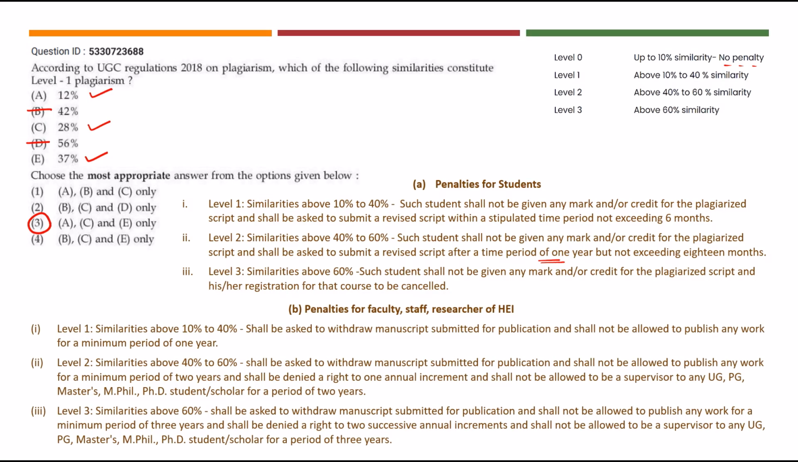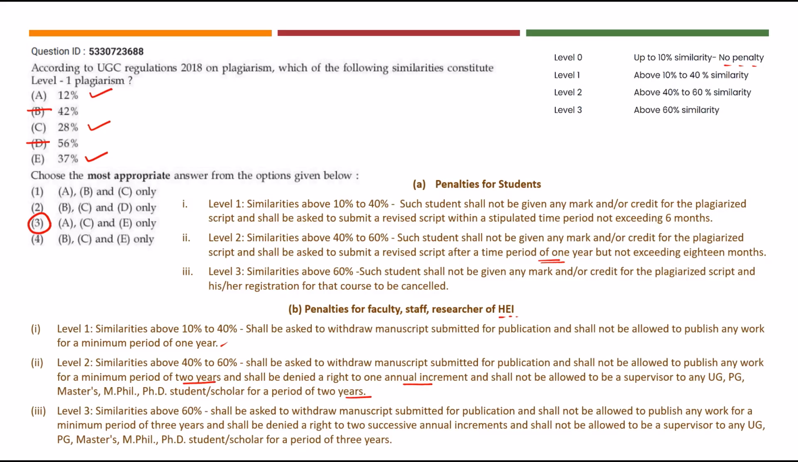There are also penalties for faculty, staff, and researchers of higher educational institutions. What is it for level 1? They shall be asked to withdraw manuscripts submitted for publication, and shall not be allowed to publish any work for a minimum period of 1 year. What about level 2? They will be asked to withdraw the manuscript and shall not be allowed to publish any work for a minimum period of 2 years, shall be denied the right to 1 annual increment, and shall not be allowed to be a supervisor to any UG, PG, Masters, MPhil, PhD student or scholar for a period of 2 years.